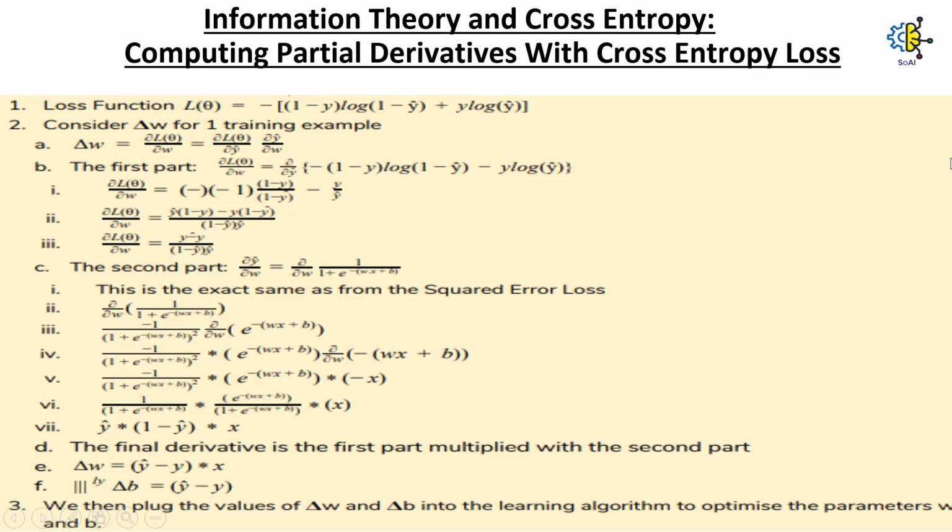Computing partial derivatives with cross entropy loss. The loss function L of theta is the same as we studied in the previous slides, and consider delta w for one training example. You can see this is the derivative formula here, and the final derivative is the first part multiplied with the second part. All these statements belong to the previous slides that we talked about in this video. And finally, we plug the values of delta w and delta b into the learning algorithm to optimize the parameters w and b.